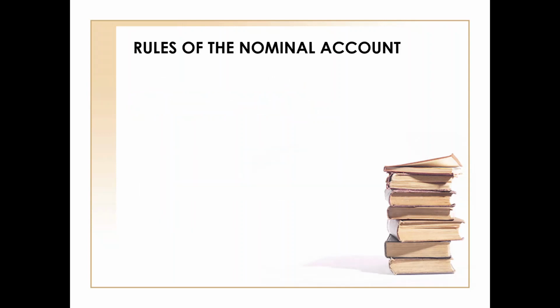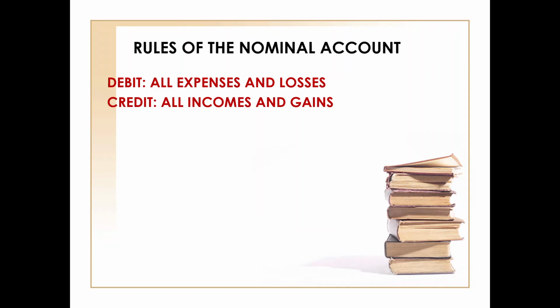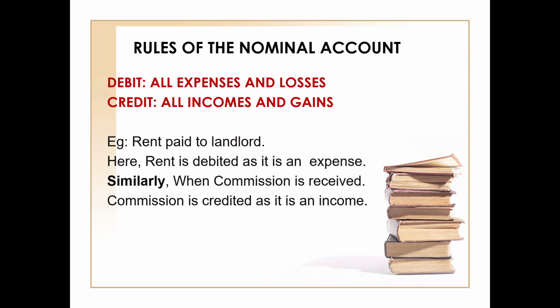Then under the nominal account, all expenses and losses will be posted for debit, and all incomes and gains will be posted for credit. Example, if rent is paid to a landlord, then rent is going outside from an organization, right? Rent is an expense to the organization. So rent will be debited. Similarly, if we receive a salary or a commission, that will be an income to us, right? So that will be posted under the credit side.